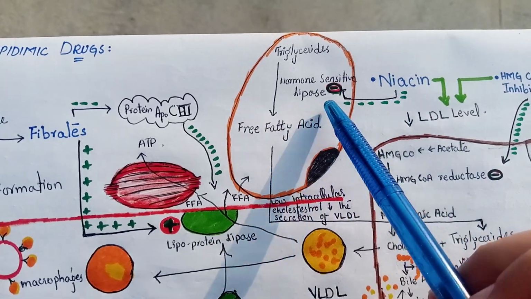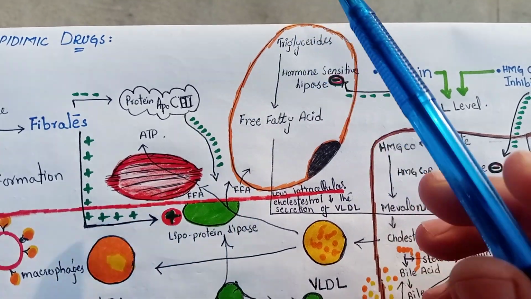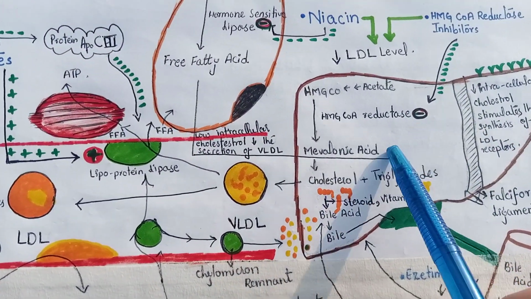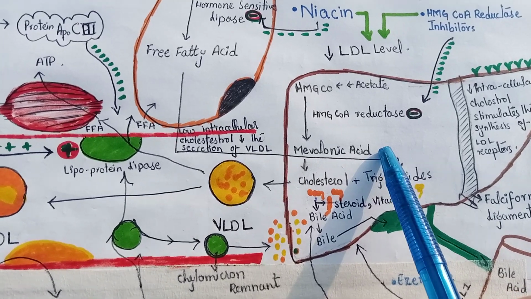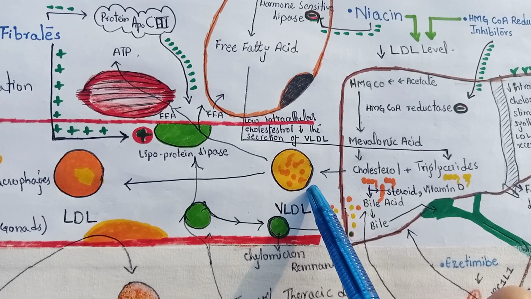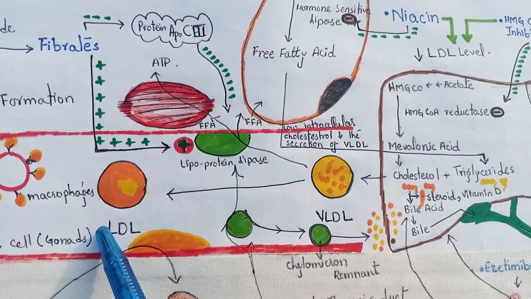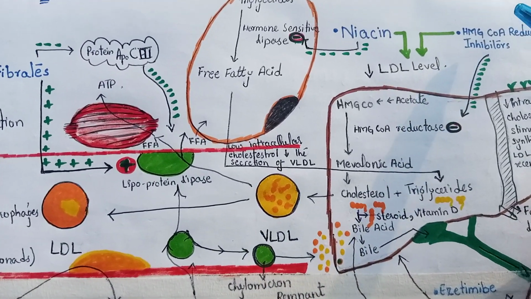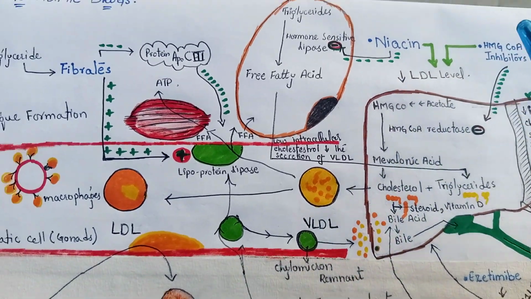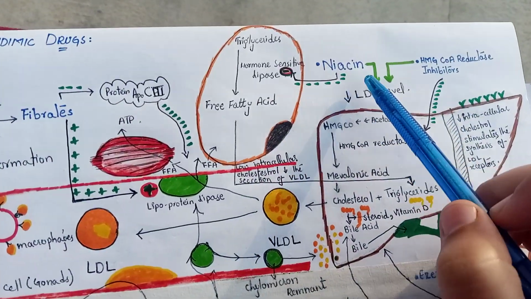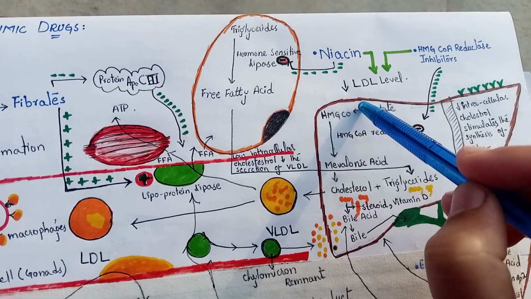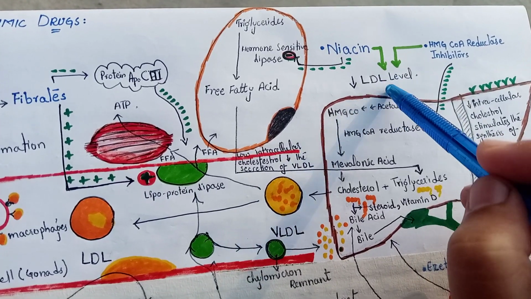So if you are going to inhibit this enzyme, the triglyceride will not be converted into free fatty acid, and the free fatty acid will not come onwards towards the liver, and the triglyceride level will fall. In turn, it will lead to decrease in the formation of VLDL and thus the LDL, right? So this is how they are going to drop the LDL level, right? Now both the niacin and the HMG-CoA reductase inhibitor, they basically decrease the LDL level.